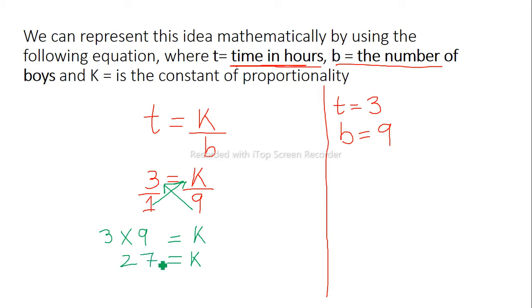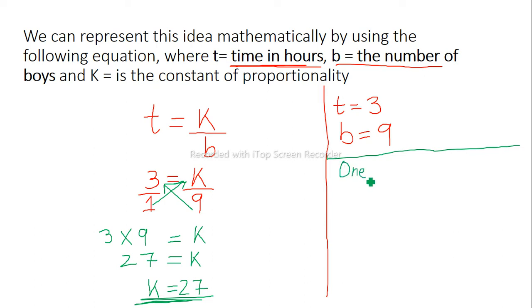So that means the constant of proportionality is 27. The reason we need the constant of proportionality is that it's going to help us figure out when we only have one boy. So we need to know what K is. Okay, so we know what K is. Now let's figure it out for one boy.